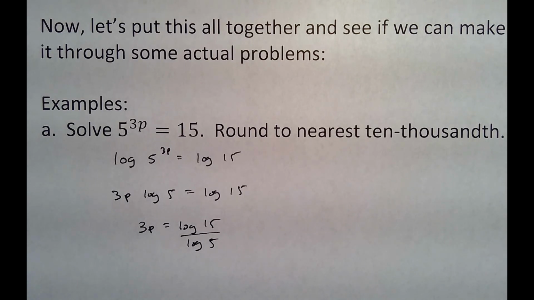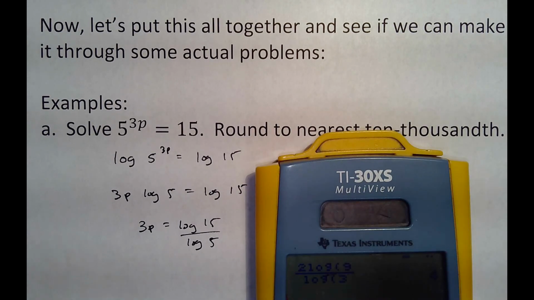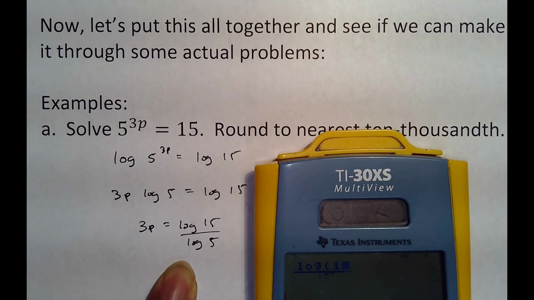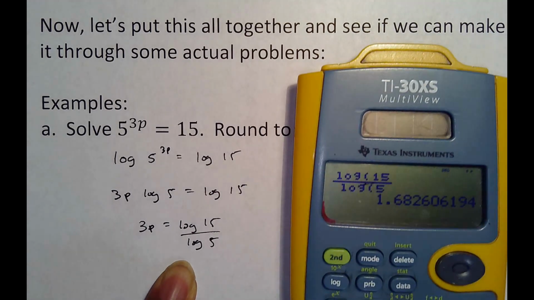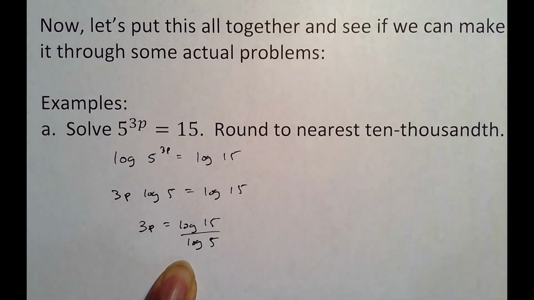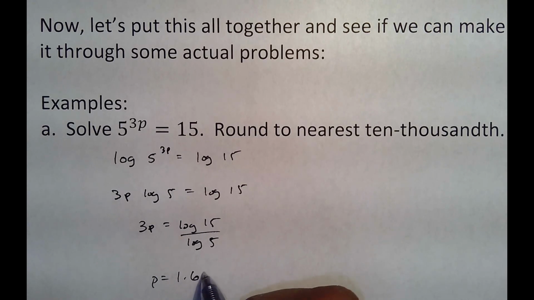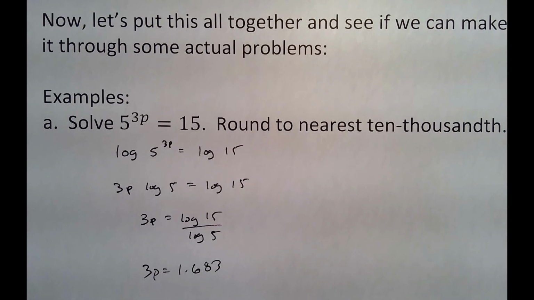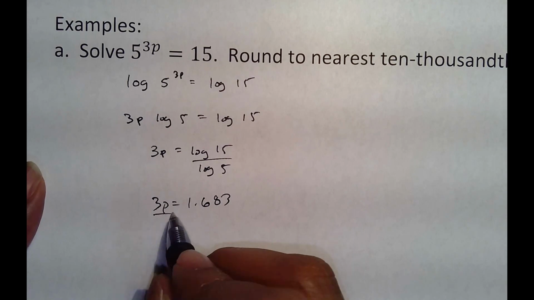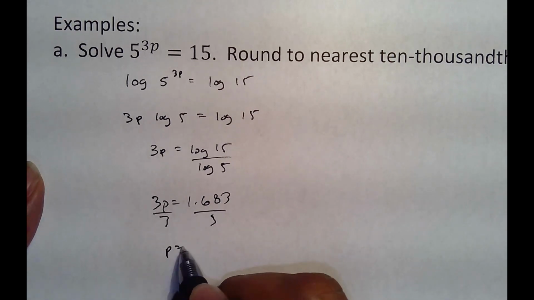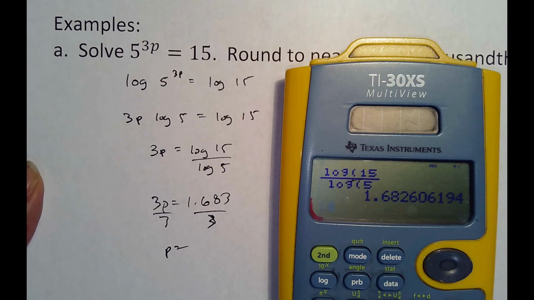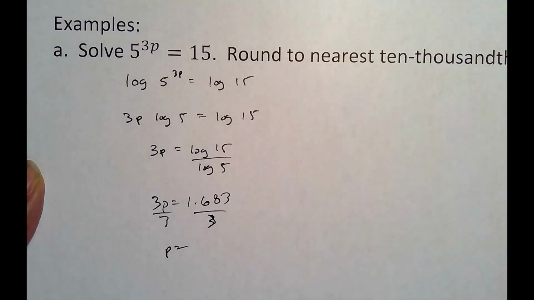And so we take that answer and divide it by 3. If you're rounding to the nearest 10,000th, I would do this first. So log of 15, I'd probably hit n over d first. Log of 15 over log of 5 is 1.683. And then from there, we divide both sides by 3 to get 0.561.